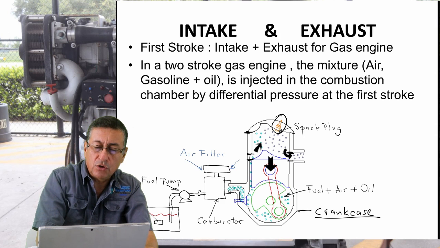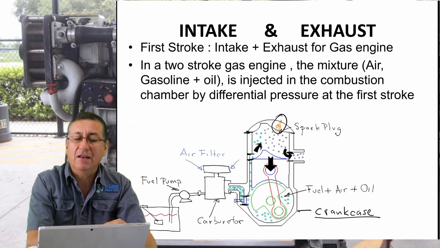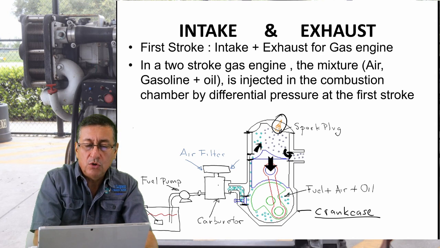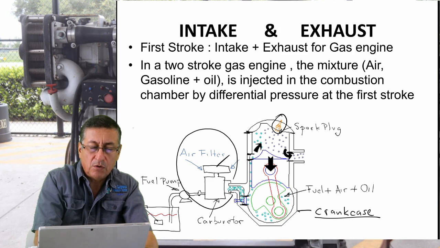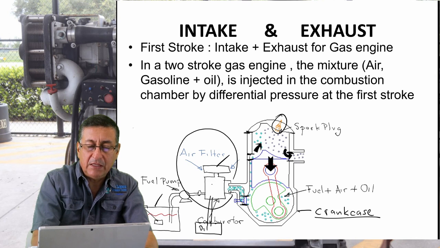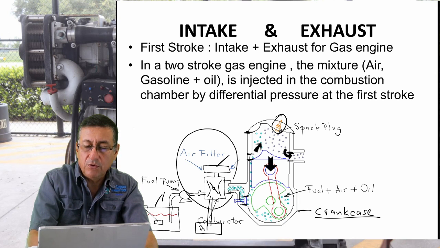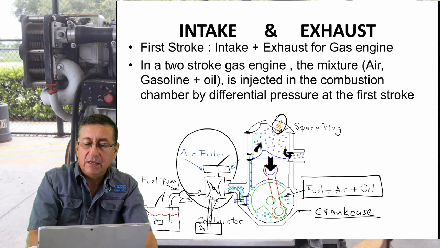There is one port with a valve, like a check valve. That port allows, this is the carburetor with the air filter, with the fuel tank, and another tank here for oil. All right, this carburetor mixes the fuel, the oil, and the air, and into the crankcase enter all of those elements: fuel, air, and oil.